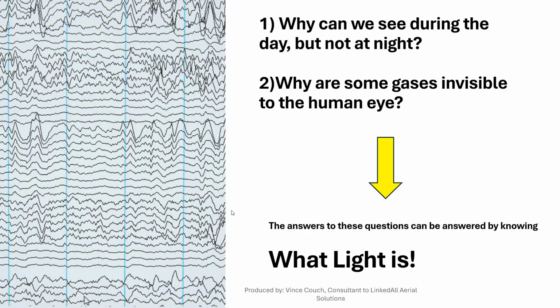Okay, so why can we see during the day but not at night? Question number one. And why are some gases invisible to the human eye? The answers to these questions can be found by knowing what light is.